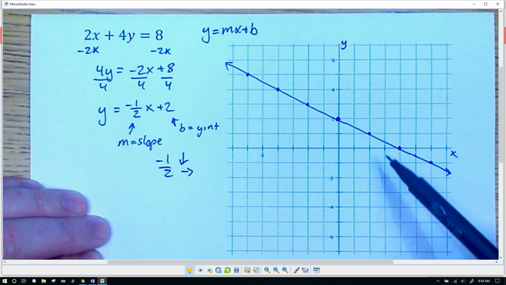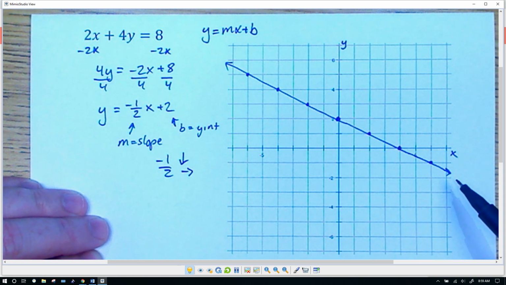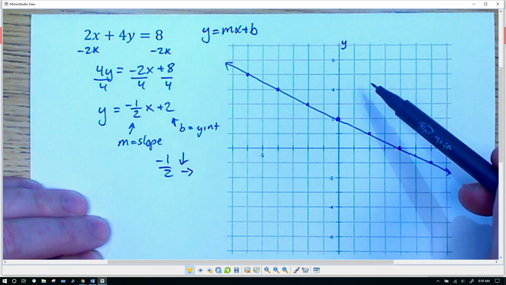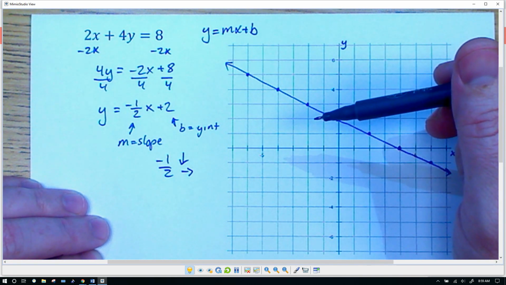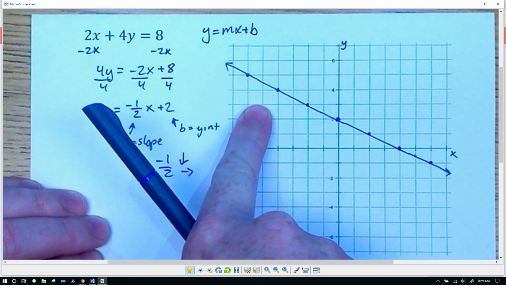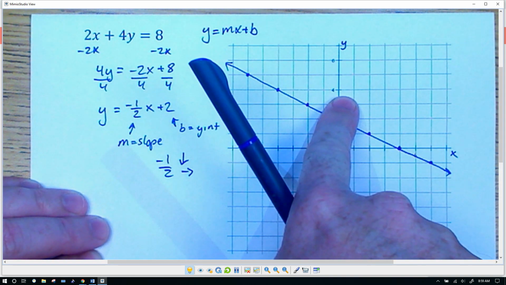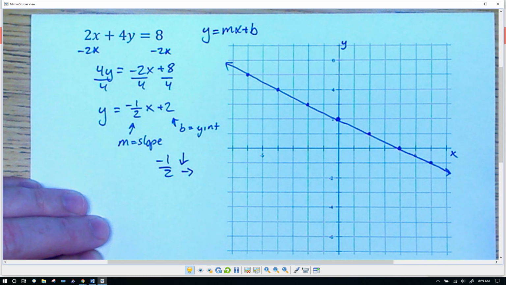I kept doing that until I was off my graph, and then I decided I wanted to fill up the other side. So I went up 1, left 2. If you go up 1, left 2, it's still a negative slope because you still read it from left to right. Up 1, left 2, that's like negative 2. So 1 over negative 2, it's still going to be negative 1/2.